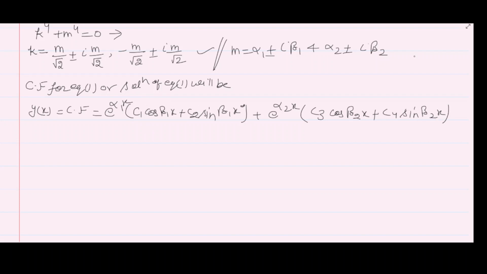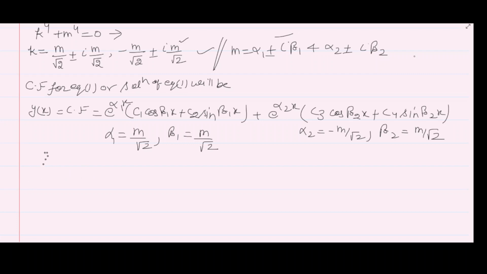So here, if we compare, the value of alpha 1 is m upon root 2, and the value of beta 1 is also m upon root 2, but the value of alpha 2 is minus m upon root 2, and the value of beta 2 is m upon root 2. You can easily get this by comparing.